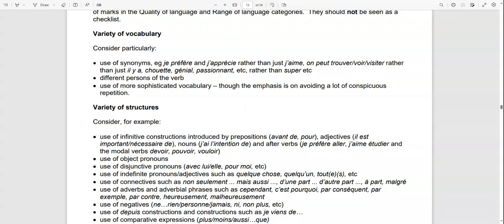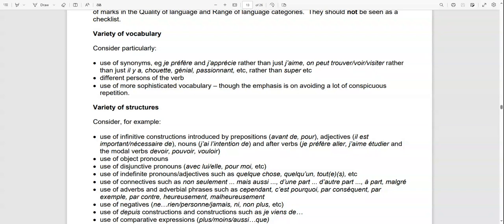Also, don't just use the je, I form of the verb. Try and use other parts of the verbs, such as the il and elle, he and she forms, or the on or nous, the we forms. If you're using the on, remember, it takes the third person, the same as the he and she form. And use sophisticated vocabulary, words that most people won't be using. But the most important thing is just don't repeat the same phrases.